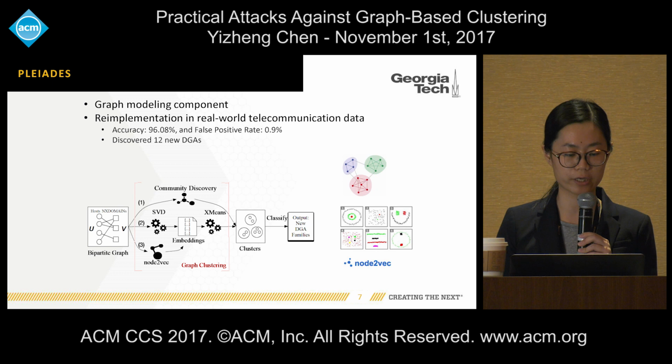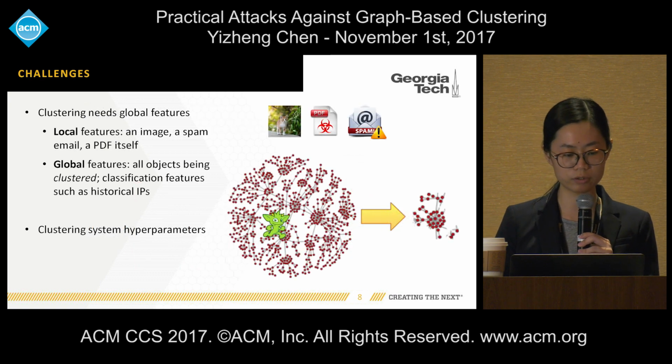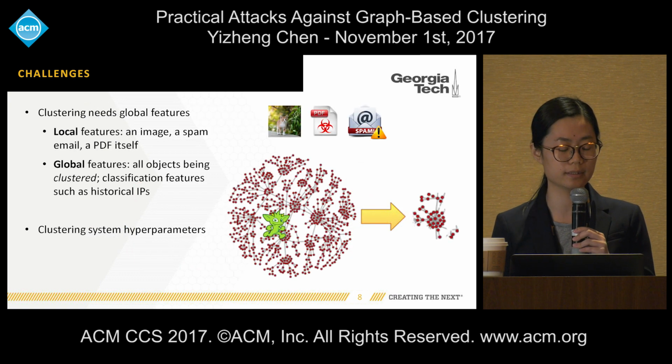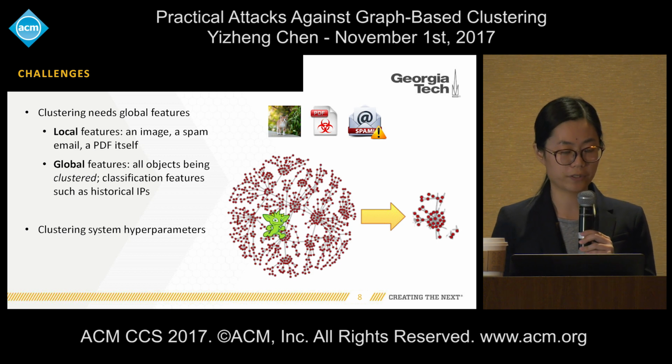We achieved a high accuracy and low false positive rate, and we discovered 12 new DGA families. In order to do adversarial clustering analysis, we faced several challenges. First, clustering needs global features.